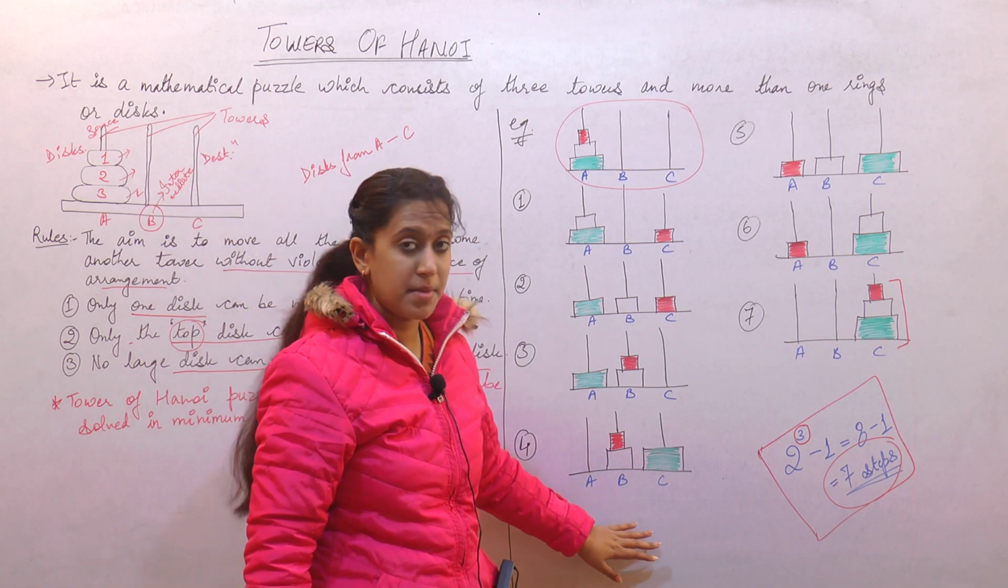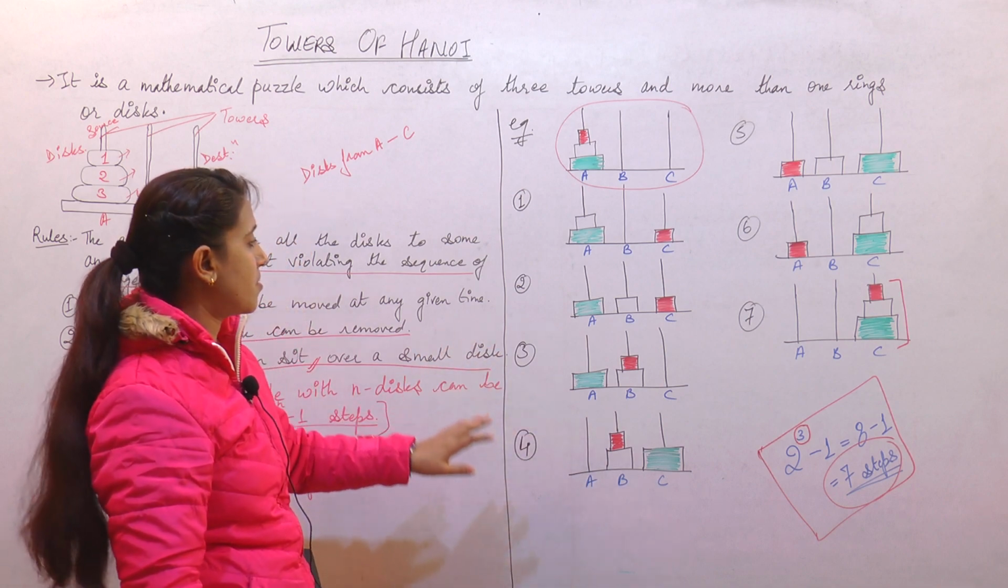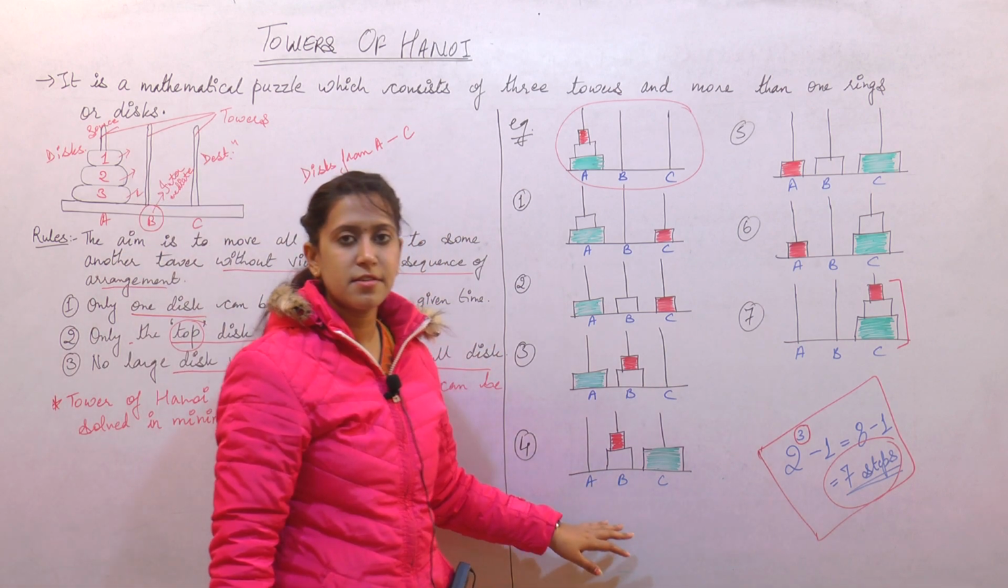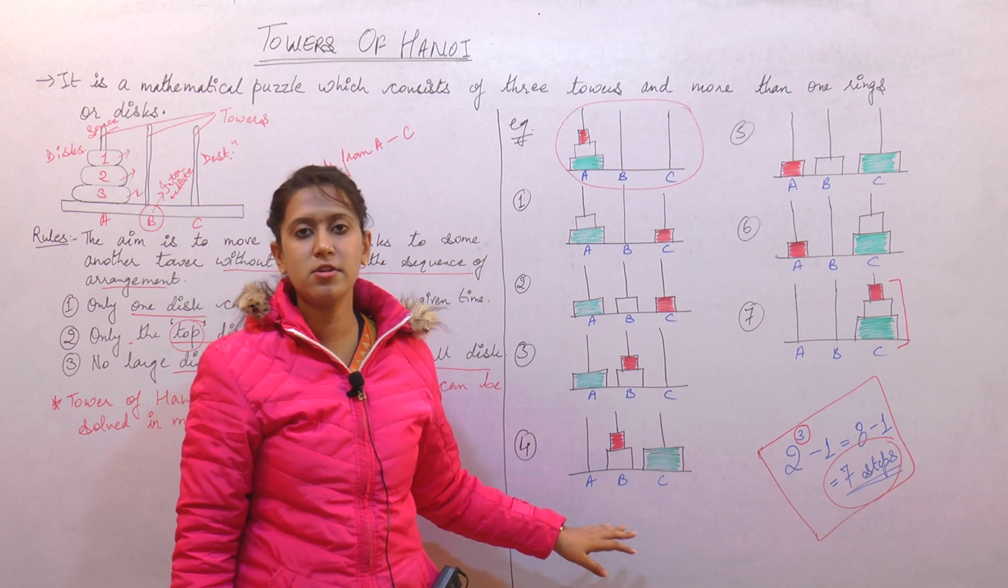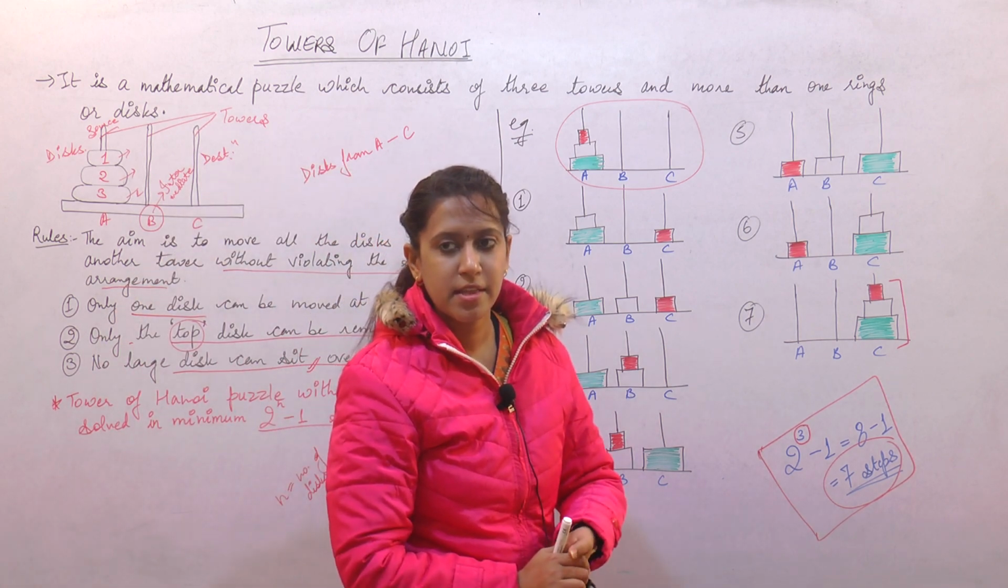So this is the basic and the simplest example of Tower of Hanoi problem, and it is one of the most important topics from exam point of view. I hope you all have understood. Thank you very much.